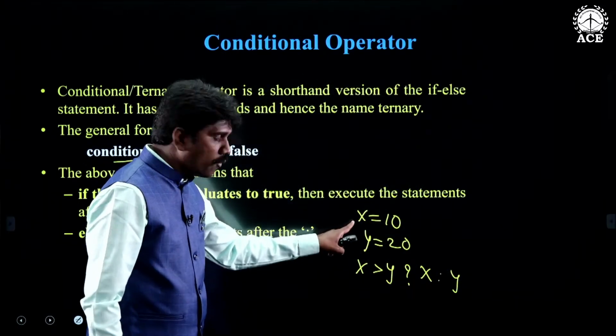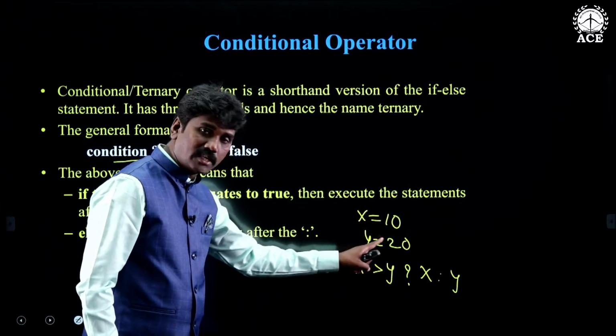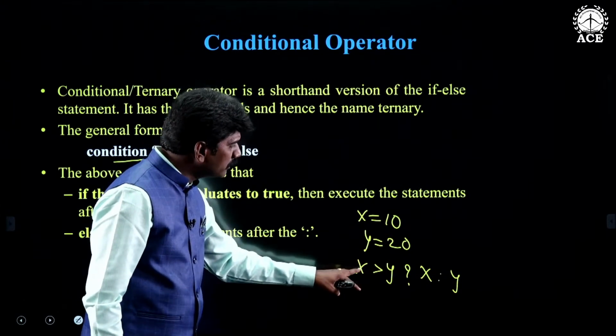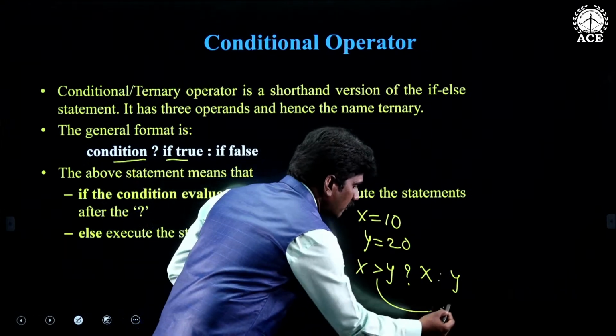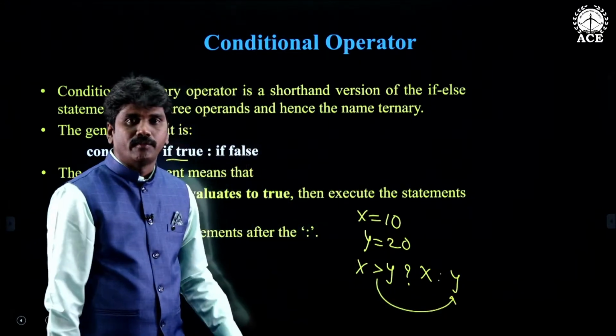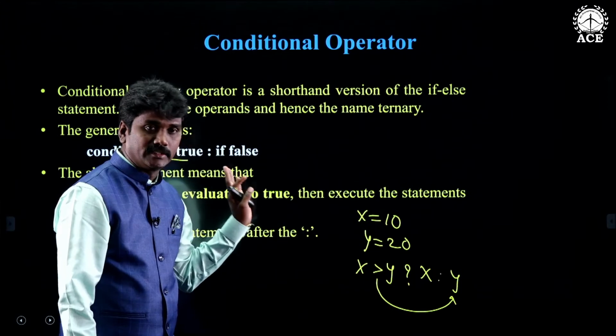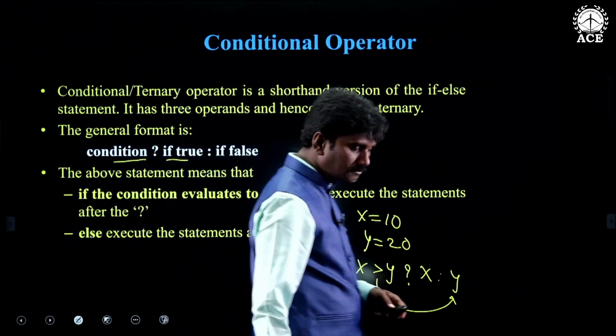Here in this case, what is the x value? 10. What is the y value? 20. So 10 is greater than 20 is false. That's why, for this one, the biggest value can be identified as y by using the conditional statement. Right?